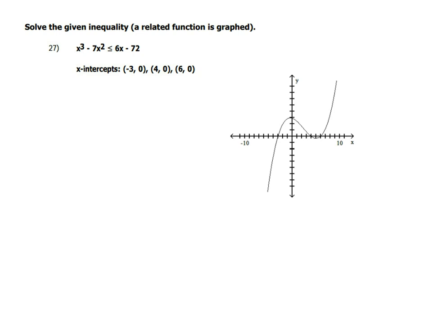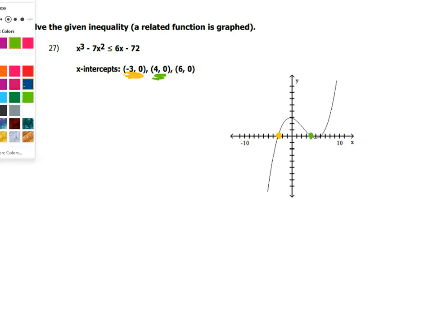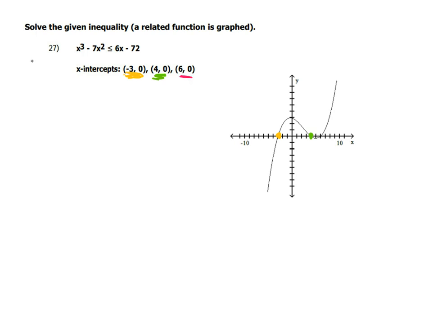This problem gives you the x-intercepts. They are, in brighter colors here, -3, 0, which is this point right here, and then 4, 0, which is this point right here, and in pink 6, 0, which is this point right there.